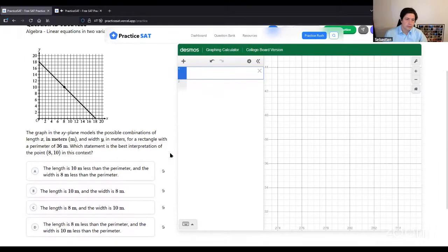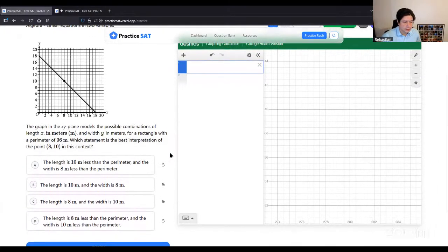The graph in the xy plane models the possible combinations of length x in meters and width y in meters for a rectangle with a perimeter of 36. Which statement is the best interpretation of the point (8, 10) in this context?